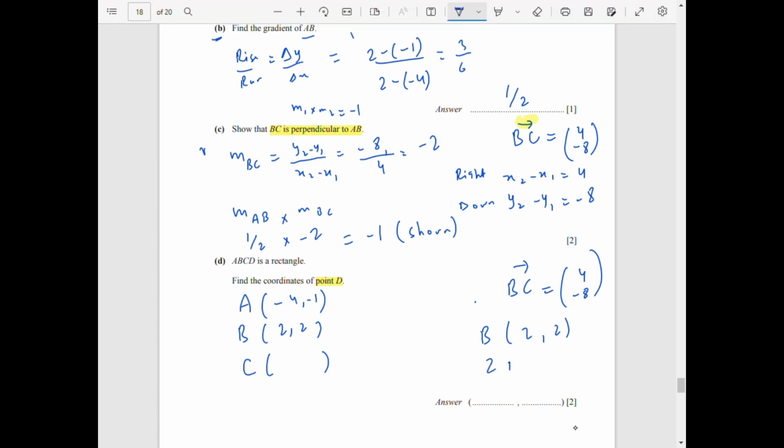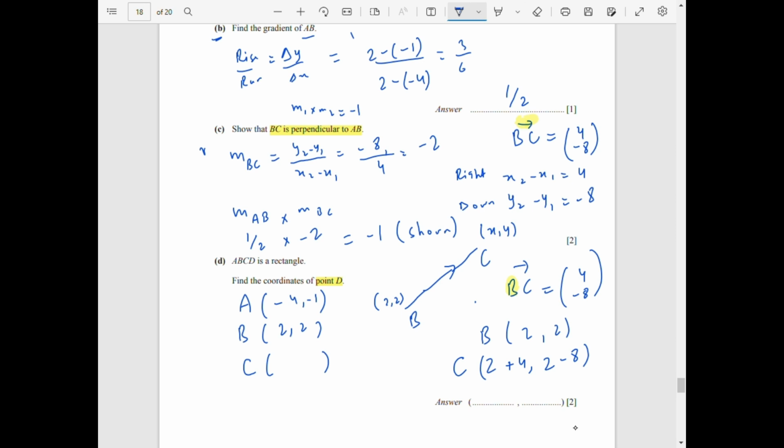You are simply going to add 4 to 2, and then for C, you are simply going to add -8 to 2, because you are currently at the line B. So let's think of it like this: you have this particular line and you are at B and you want to move to C. So you know the coordinates of B, but you do not know the coordinates of C.